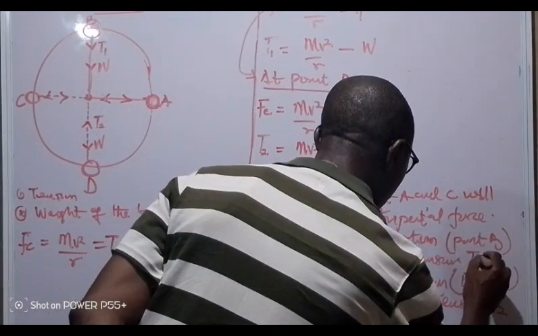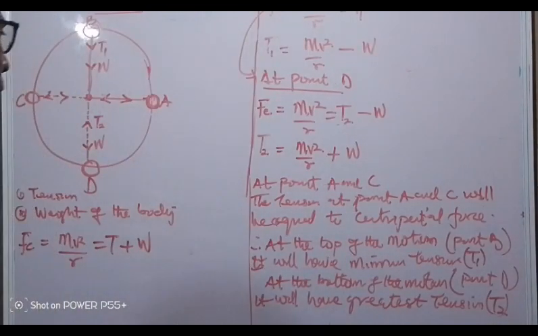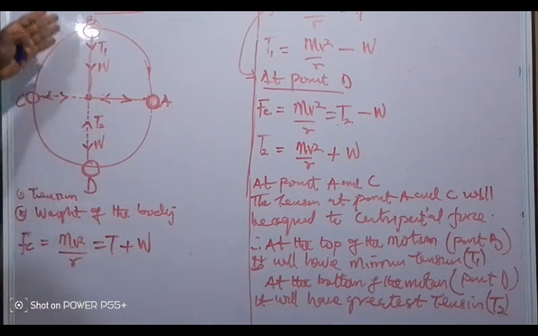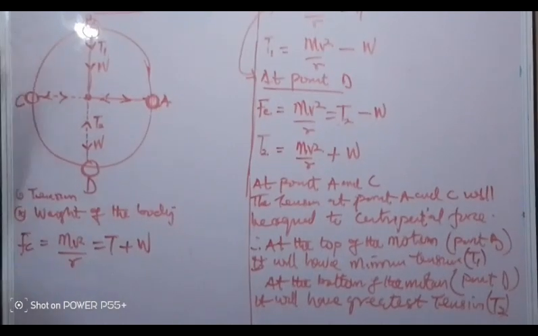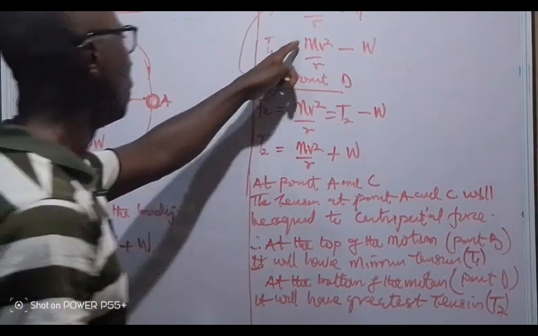Now, in calculation, because we are going to look at calculation under this one, in which the question will ask us to calculate the minimum and maximum tension when an object moves in a vertical circle like this. Then we need to take note of this formula.